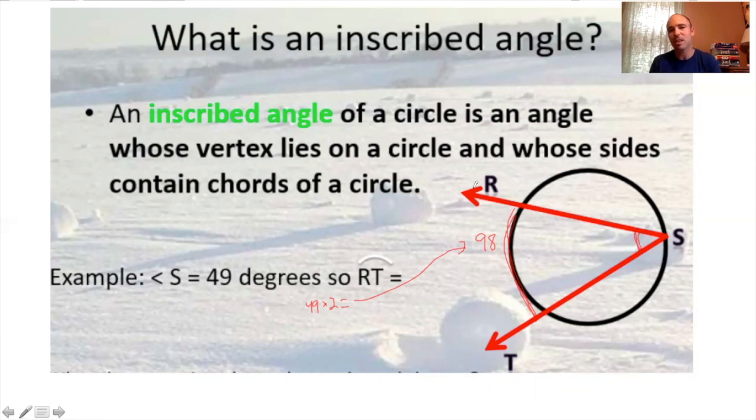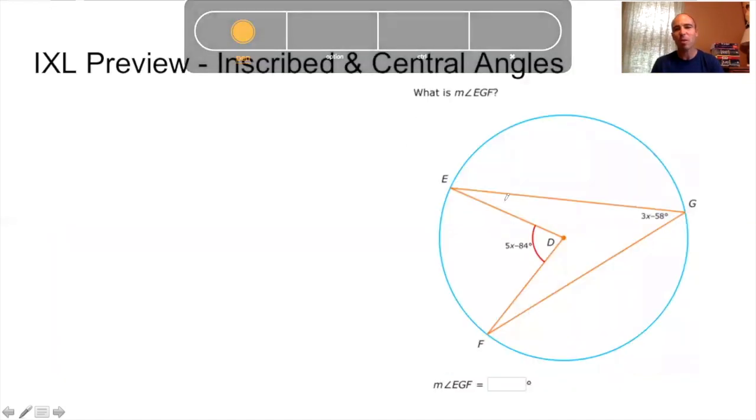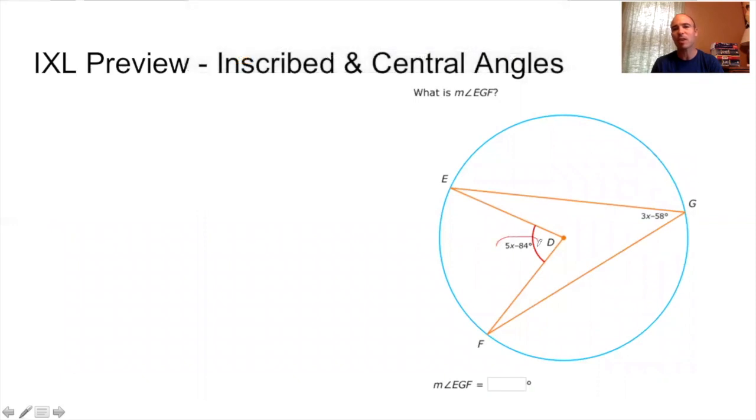Another way to say it is that the arc will be twice the inscribed angle. Okay, so now for a little IXL preview. This problem, what you're asked to do is they give you the length of the central angle. They give you the length of the inscribed angle.